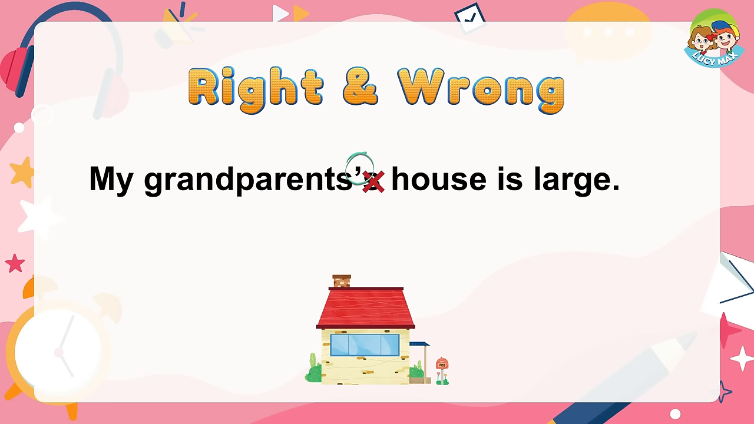Change the sentence into a negative sentence. Gilbert is a police officer. We put not after be verb. The negative sentence will be, Gilbert isn't a police officer. This flower is red. Once again, put not after be verb. This flower is not red.